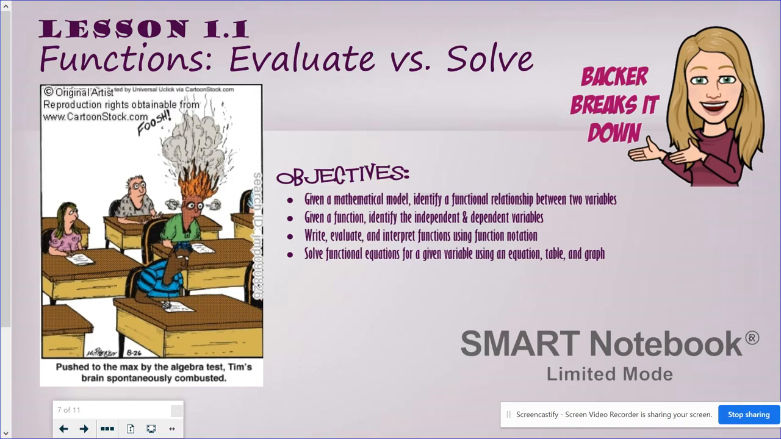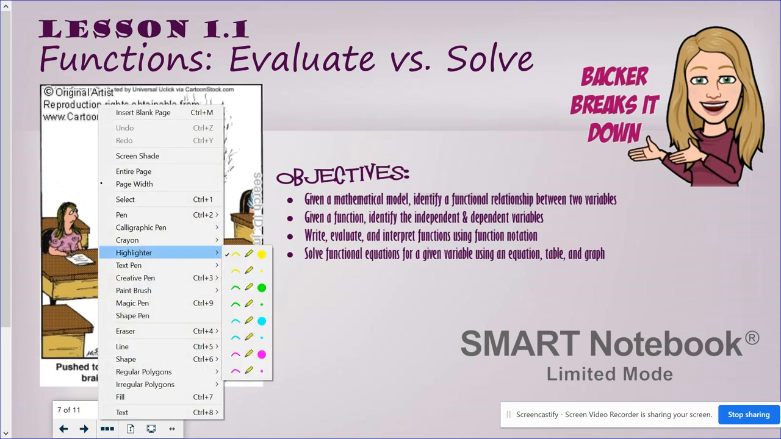In this episode, we're going to continue talking about functions and function notation, and we're going to look at how do you evaluate a function and how do you solve a functional equation for a given variable using an equation, table, and graph. All right, so let's get started.